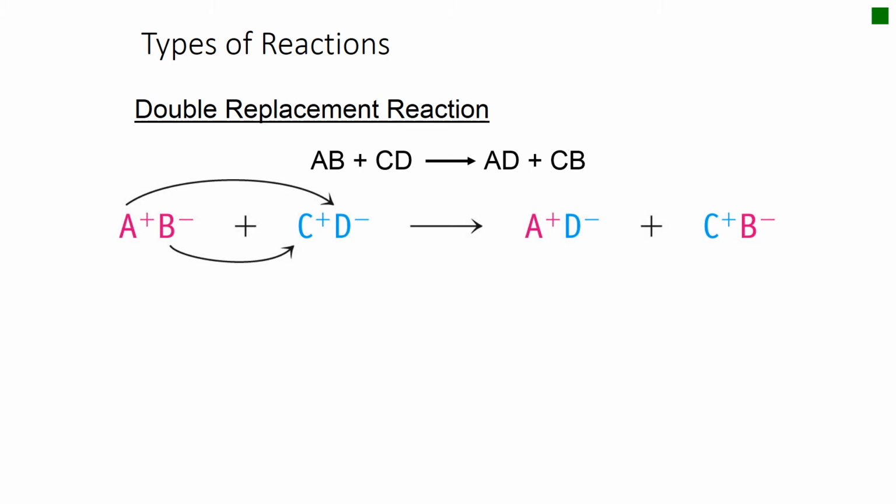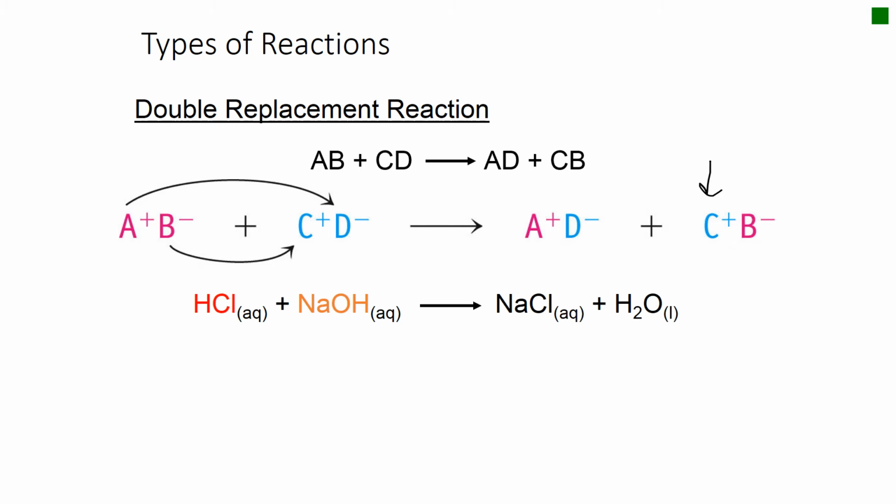And then we are just switching partners here. However you want to call this, we are switching partners. A plus is hooking up with D minus, and B minus is hooking up with C plus. But as always, we write the cation first. Now here the key is going to be to write the new formulas that you're making correctly.